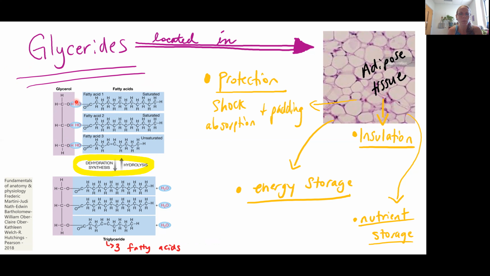Notice that to build a glyceride, you're going to do a dehydration synthesis. And then in order to break down glycerides, in order to release fatty acids, you're going to do a hydrolysis reaction.